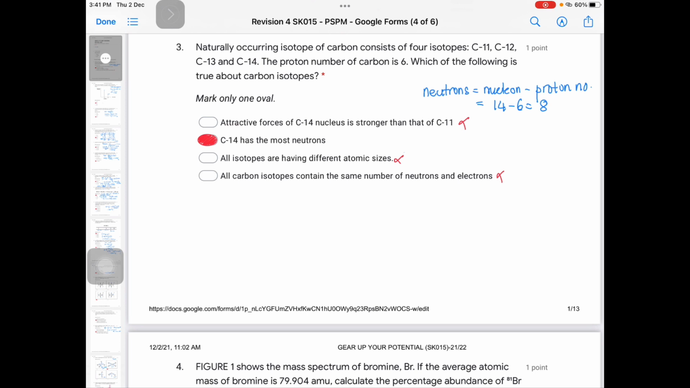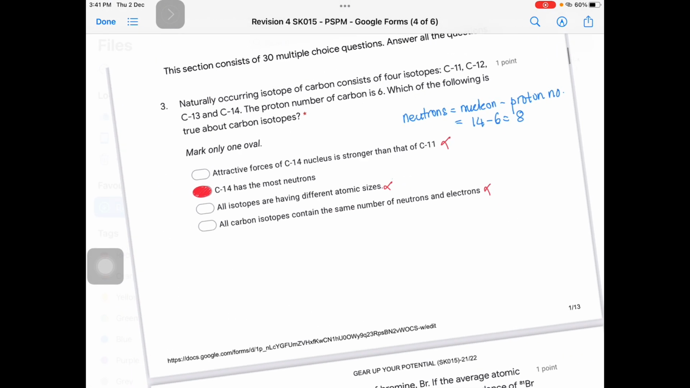Okay, option number 2. All isotopes are having different atomic size. Salah. All carbon isotope contain same number of neutron and electron. So that one is wrong. Okay, then next.